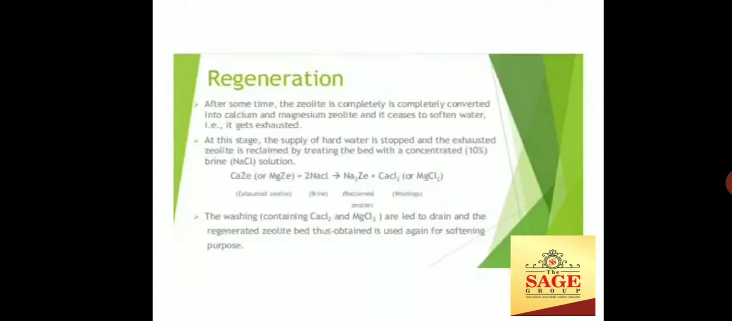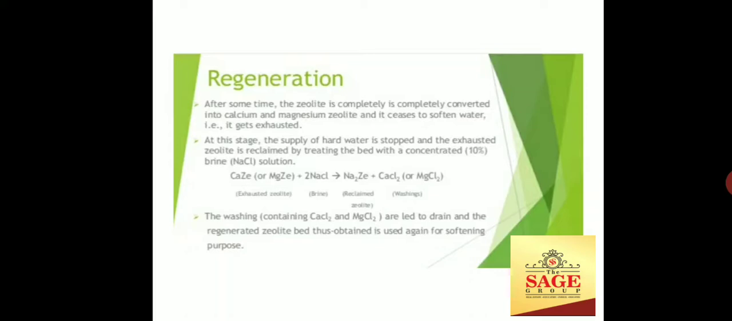This NaCl is used for regeneration of the zeolite bed, because after some time, when the zeolite is completely converted into calcium and magnesium zeolite, then it has no capacity to soften the water, meaning it is exhausted. Now at this stage, we stop the supply of hard water, and in place of hard water, we supply 10% brine or NaCl solution.